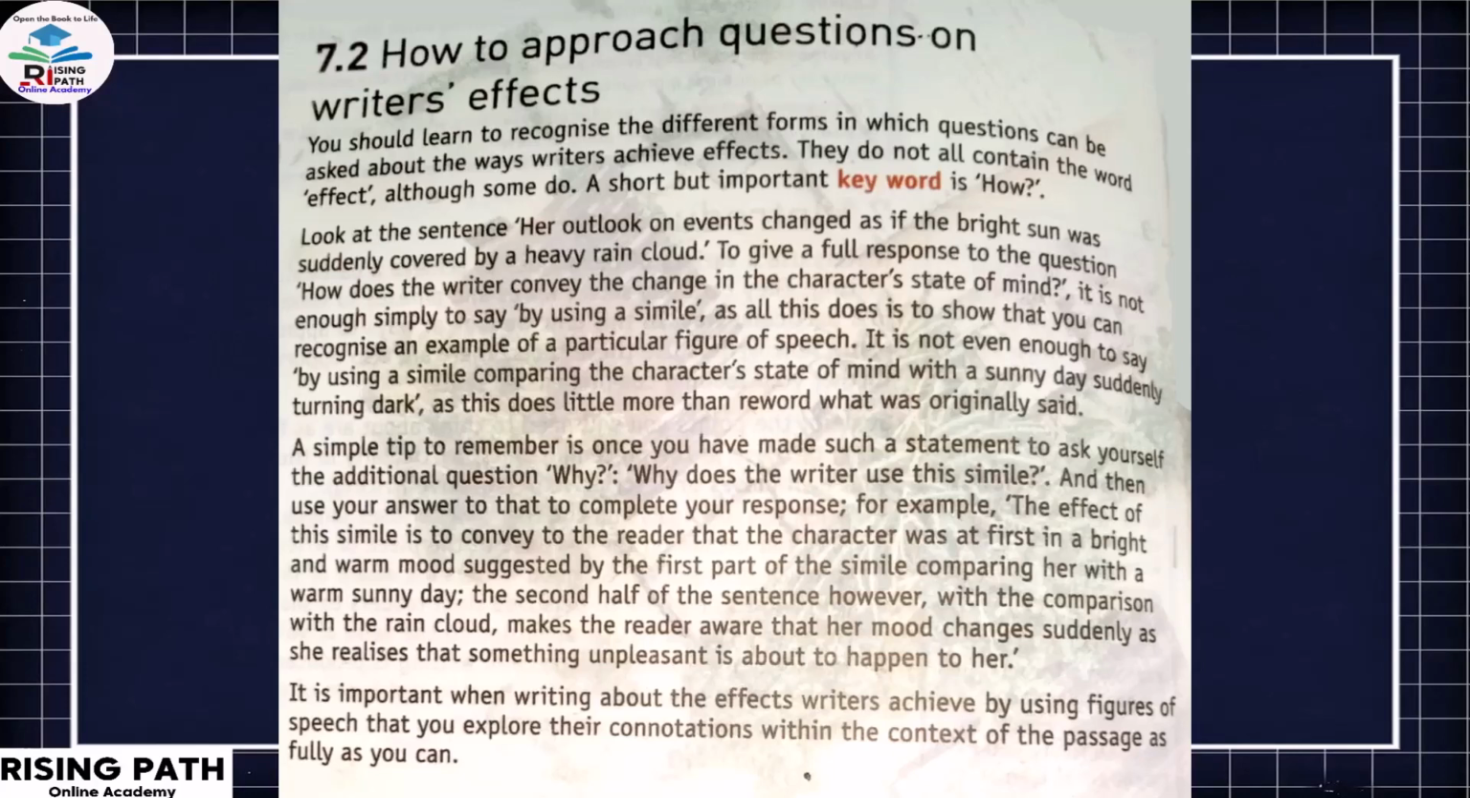For example, the effect of this simile, now this is the answer, is to convey to the reader that the character was at first in a bright and warm mood, suggested by the first part of the simile, comparing her with a warm sunny day. The second half of the sentence, however, with the comparison with the rain cloud, makes the reader aware that the mood changes suddenly as she realizes that something unpleasant is about to happen to her. So this is how you are going to attempt, or practice, the writer's effect question.